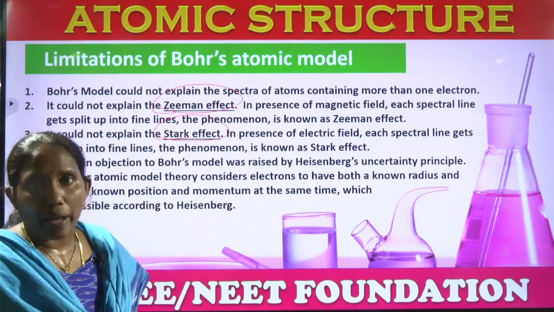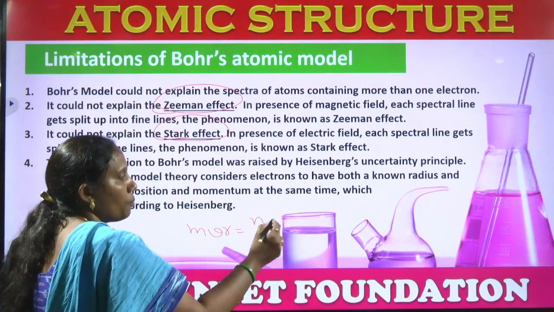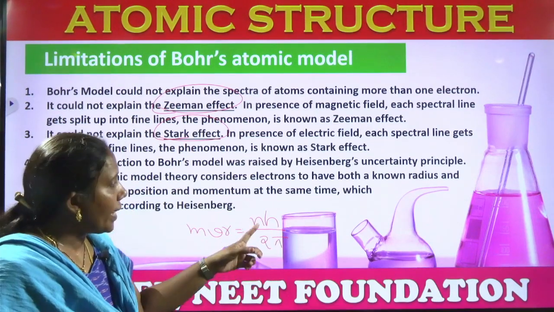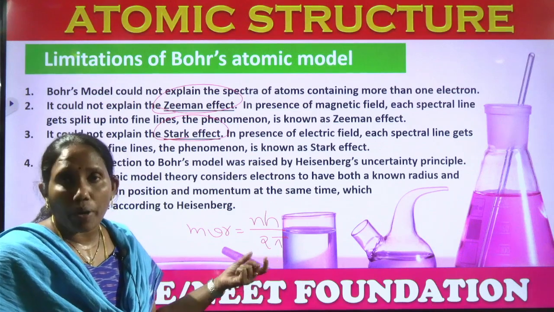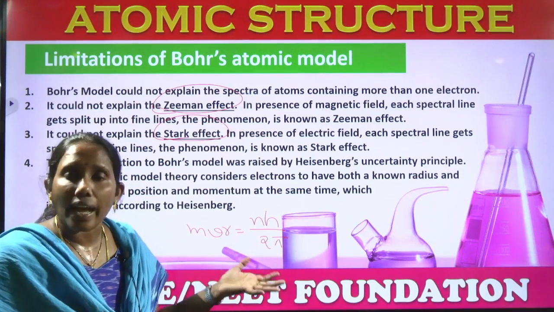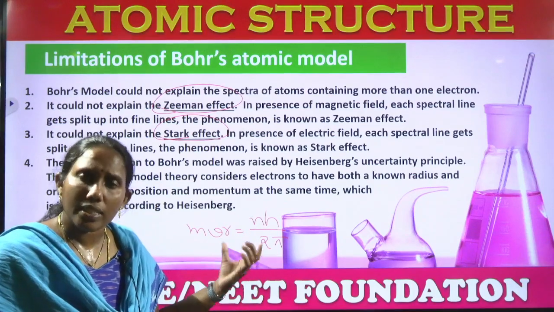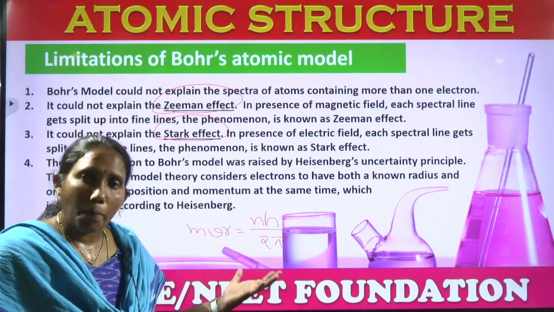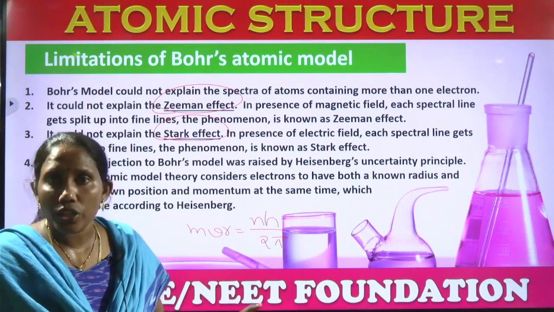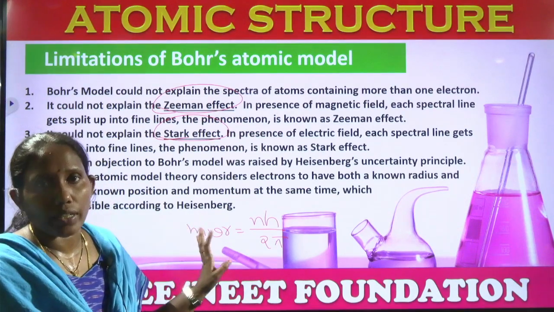And also one more drawback. In Bohr's model, mvr equal to nh by 2 pi, he said, but he did not give any calculation for why it is h by 2 pi only. Why not 3 pi? Why not 4 pi? Why do we have to take 2 pi only? That calculation he did not explain. But mvr equal to nh by 2 pi is correct. If you apply it to everyone, it is correct. But why it is 2 pi only, that explanation was not given by Bohr. So these are the main limitations of Bohr's atomic model.